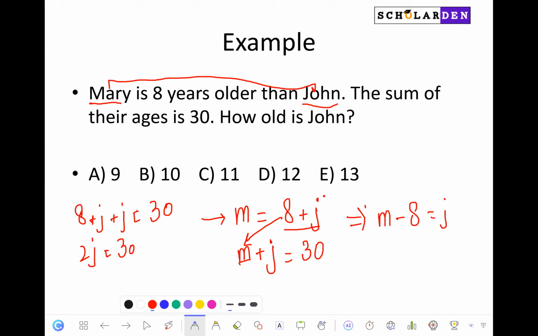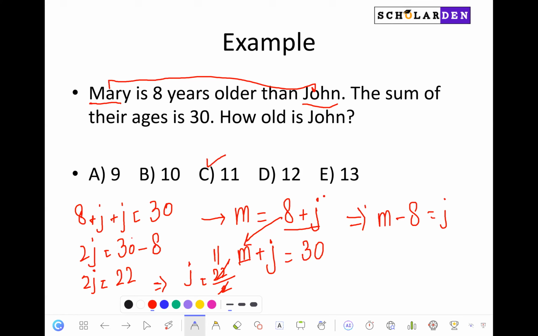Because we're taking 8 to the other side of the equality sign, we reverse its sign, which is positive over here, so we make it minus. So 2J is equal to 30 minus 8. And then 2J becomes 22, right? Then if we divide both sides by 2, we get J is equal to 22 over 2, which is 11. So J represents John's age, and we are asked about John. So John's age is 11.